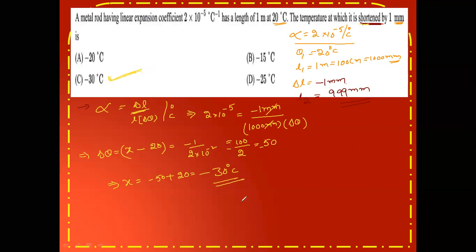It is the key point. They said shortened by, which means the length you have to take. The difference in the length is minus 1 you have to take. Don't take 1, it is minus 1. Okay? It is minus 1. That is a very, very important bit.